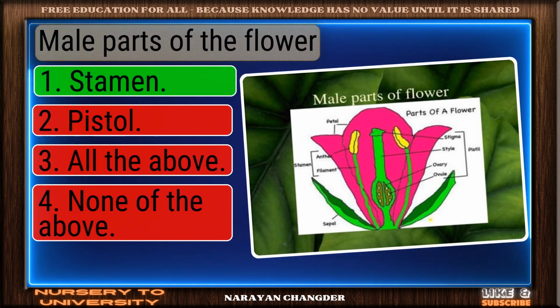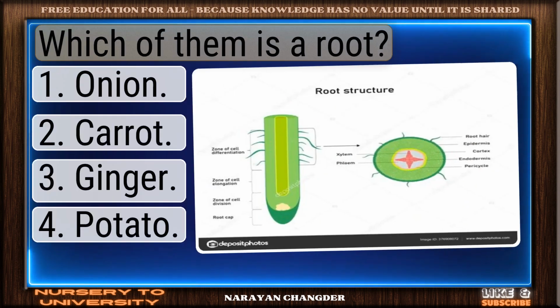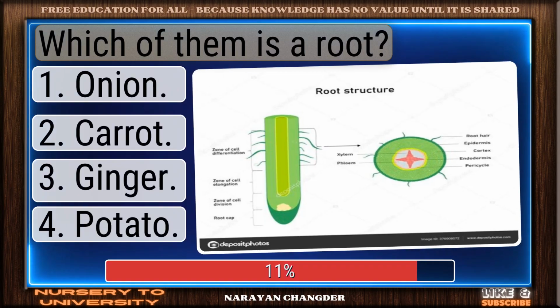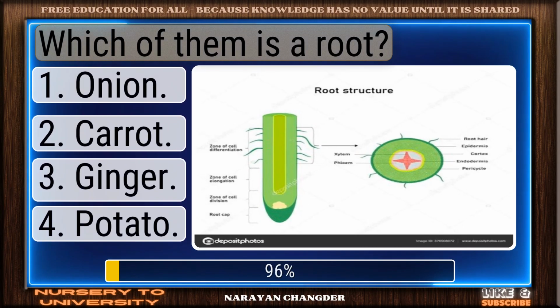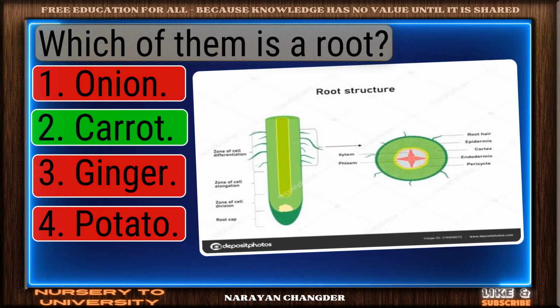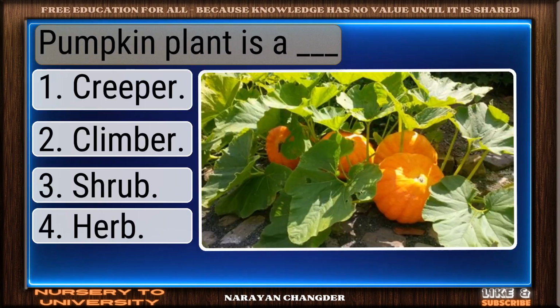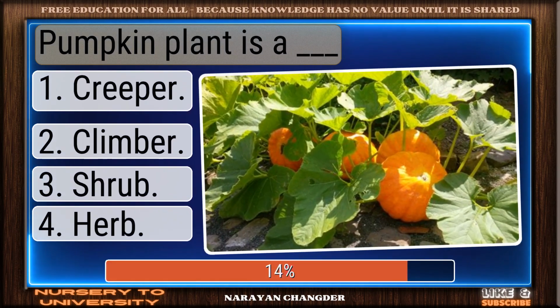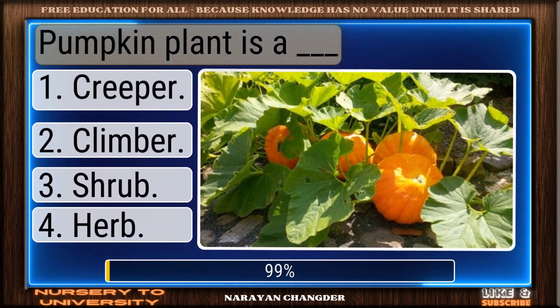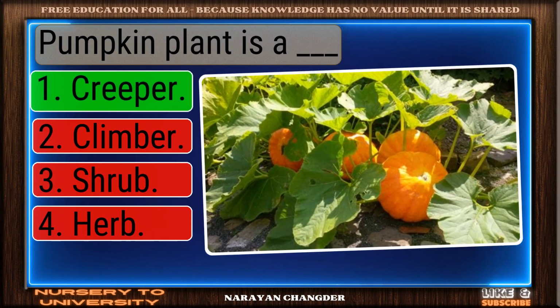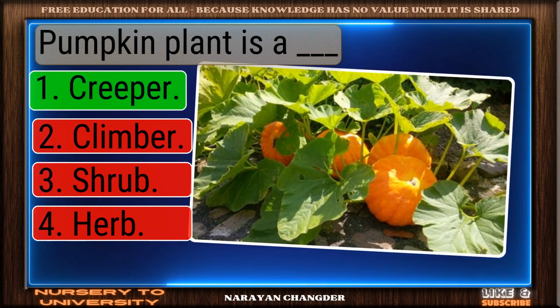Male parts of the flower. Right choice. Stamen is the best answer. Which of them is a root? You got it. Your choice carrot is right. Pumpkin plant is a dash. Right again. Creeper is a valid answer.